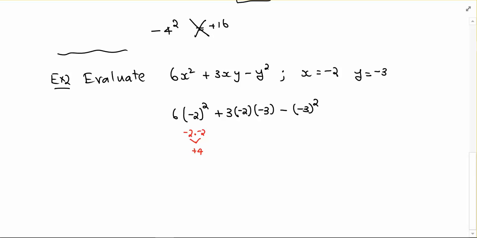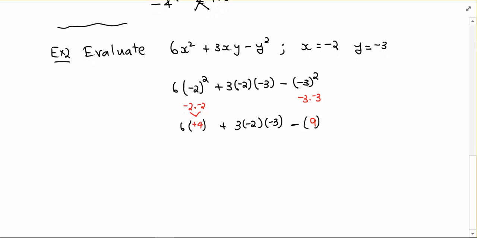And you don't really need to write the positive. I'm just writing it for clarity here. Plus, and then over here, likewise, this is minus 3 times minus 3, which is going to be positive 9. And in this case, I won't write the positive. There it is. And in between those two is 3 times minus 2 times minus 3.